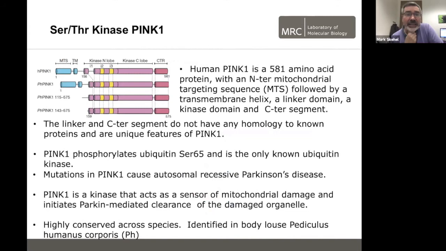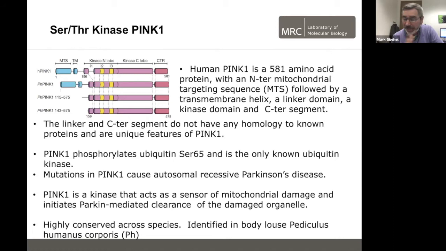PINK is this PTEN-induced kinase. It's conserved across species, but the interesting thing is that the human PINK1 is very similar to this Pediculus humanus corpus, or this human body louse protein. And the thing about that is that you can express that highly in E. coli. Okay, so there's a reasonable amount of material.